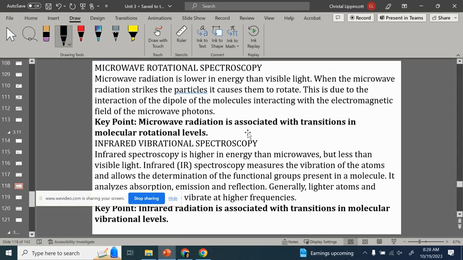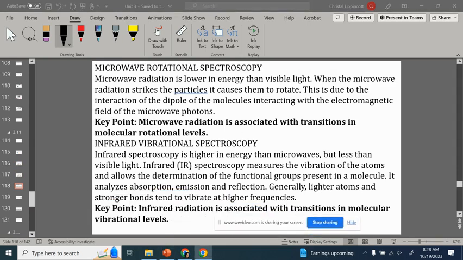So this is what you need to know. Microwaves have rotational movement. How do you remember this? You have a microwave oven, right? What does the thing do in the microwave oven? It rotates. So if you can remember that your microwave rotates your food around, then you can remember what these microwaves do to molecules. So rotational movement.